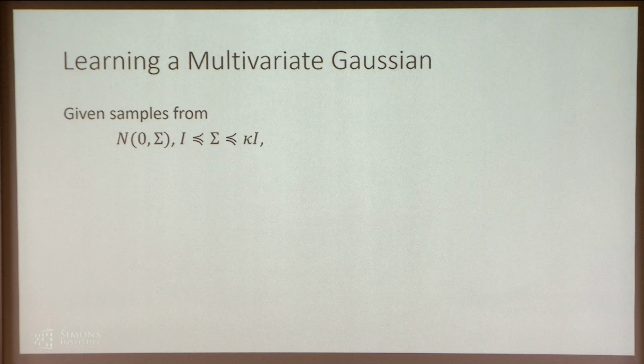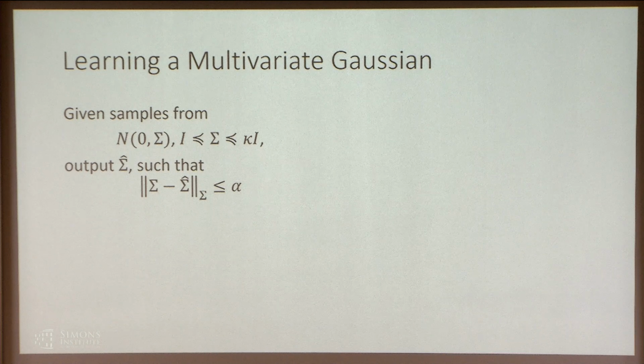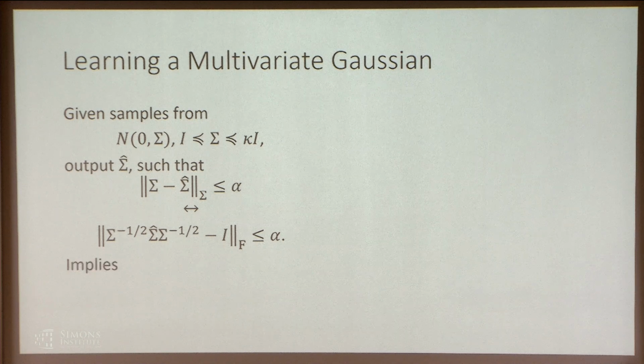So we're going to be given samples from some Gaussian like this, and we want to output a covariance, a proxy for the covariance, with the following property. We want it to be close to the true covariance in this funny norm up to alpha. And this funny norm is kind of the rescaled version of the Frobenius norm. You can stare at this if you want, if that makes sense, great. And this will give you low total variation distance.